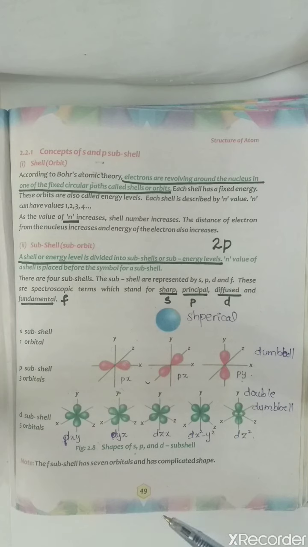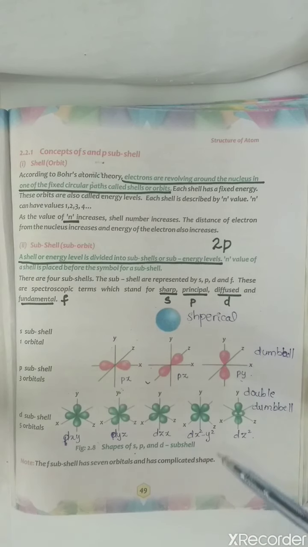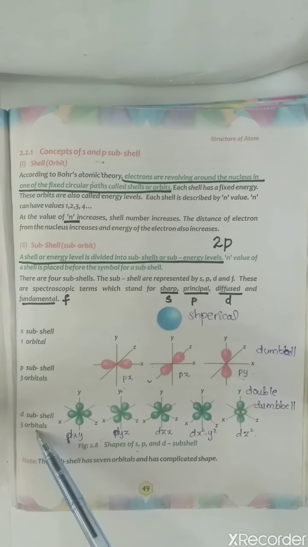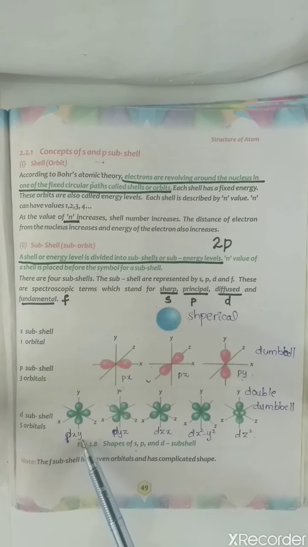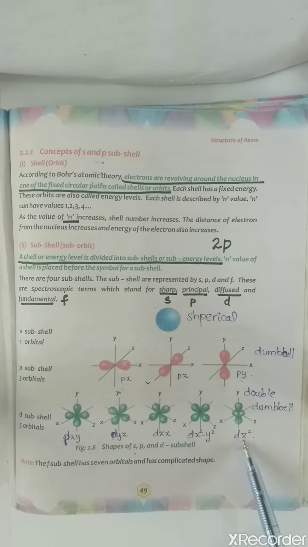Then we have the D subshell and F subshell. You can see the F subshell has 7 orbitals and it is a very complicated shape. So they cannot be discussed in the book. They are 3D structures, so they are very difficult to explain. So I'm just going to tell you the names of the D subshell. That is, we have the 5 orbitals and we have dxy, dyz, dzx, dx square minus y square, and this one is dz square. So you're just supposed to learn the names of these subshells. You're not supposed to learn their structures.